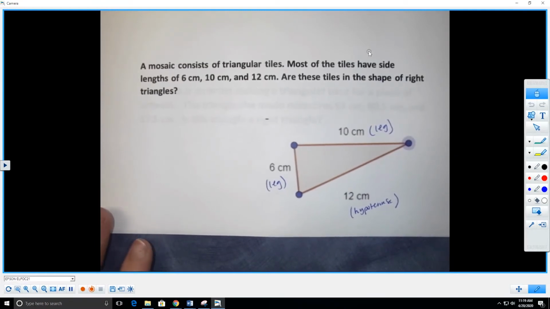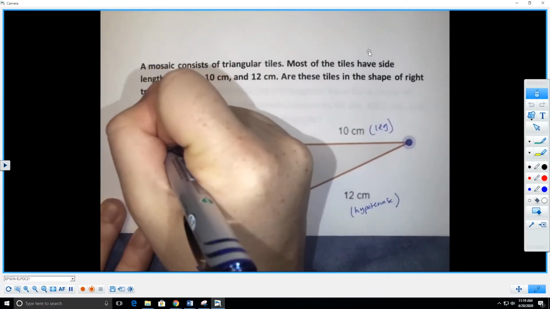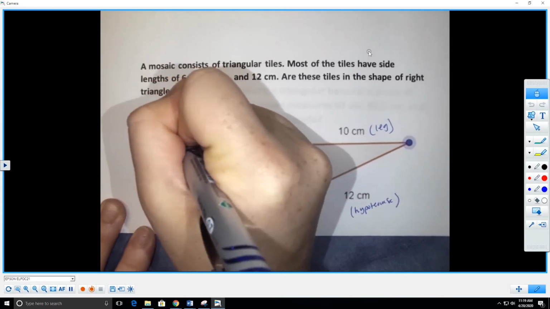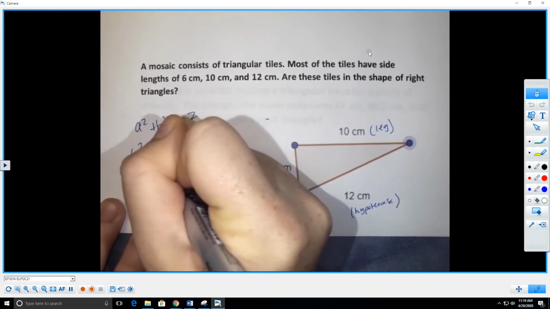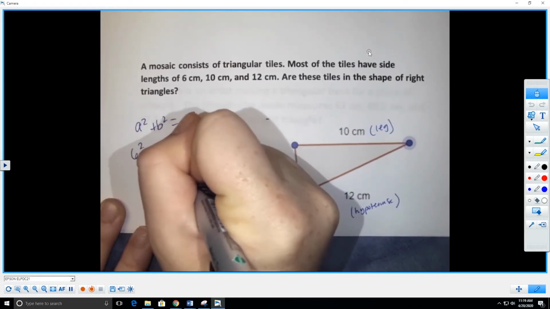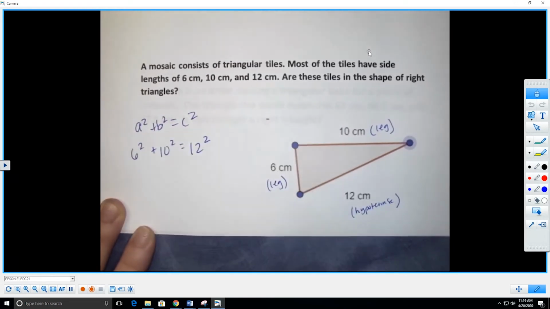Did you start it out this way? a squared plus b squared equals c squared. Substitute in 6 and 10 for our leg lengths and 12 for the hypotenuse. Now simplify both sides and determine if the resulting statement is true or false.